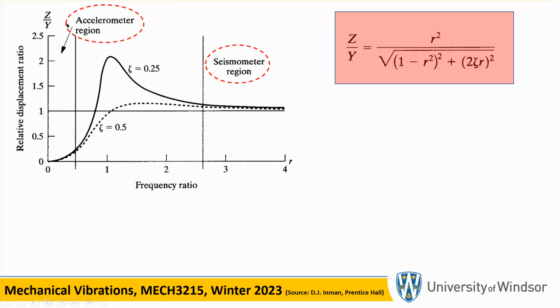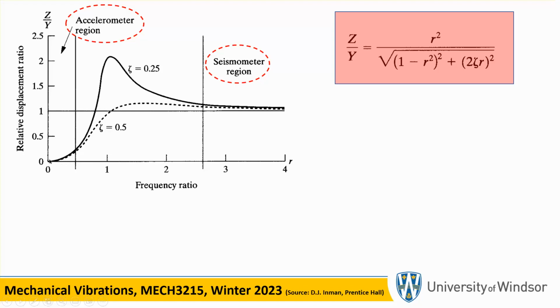On the other hand, if you look at this region on the left side, the accelerometer region, notice that regardless of what these damping ratios are, this ratio will approach 0, okay? And this is called the accelerometer region, and we're going to come to that in a minute. By the way, one more time, here you want R to be very small. That means you want omega n to be very large compared to omega b. If R is to be small, omega n must be very large.